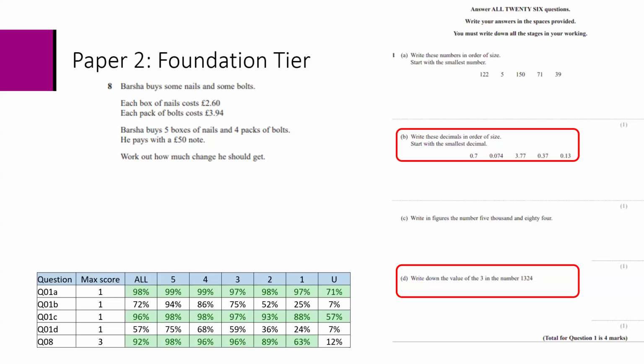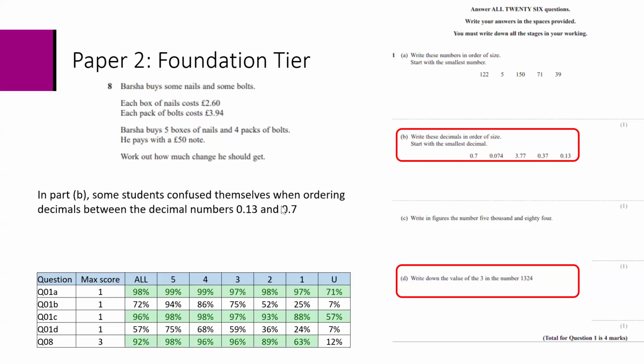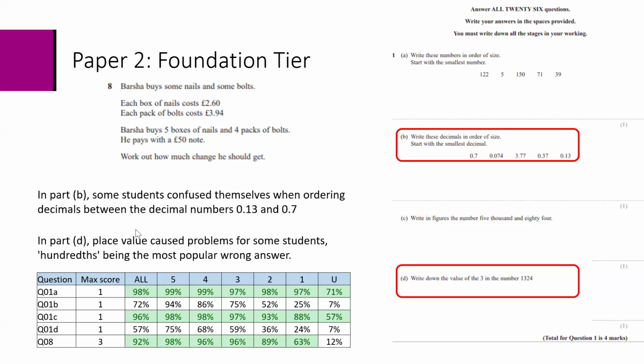So the examiner said in part B, some students confuse themselves when ordering decimals between decimal numbers, like 0.13 and 0.7, as was said. Part D, place value caused problems for some students, hundredths being the most popular wrong answer. And I'll draw your attention again, but students can actually do some fairly advanced work.